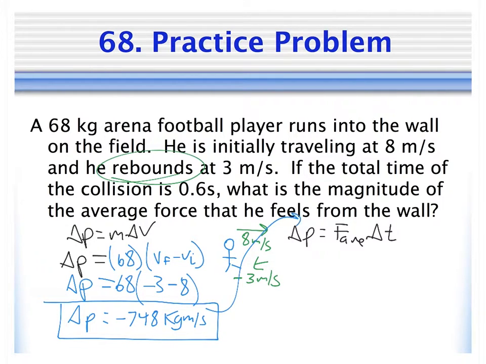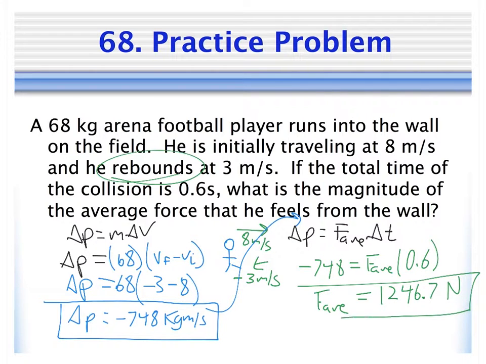And we're going to take that and put that in over here into our other impulse equation, our other change in momentum equation. And so we're going to say negative 748 is equal to the average force times my time, which I know is 0.6. So I divide by 0.6, and I get that my average force here is 1246.7 newtons. Now, it would be negative, okay, because there was this negative sign here. We're really going to be looking for the magnitude of the force, and that's what the problem actually asks for. So when we're solving for that magnitude, that just means take the absolute value, right? Ignore that sign, which indicates direction.